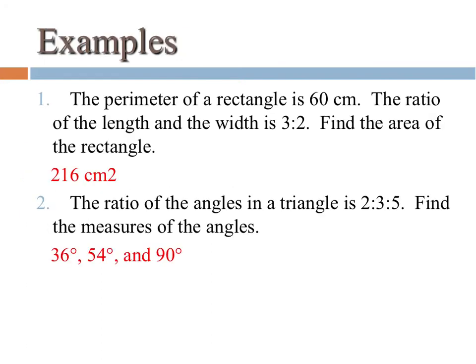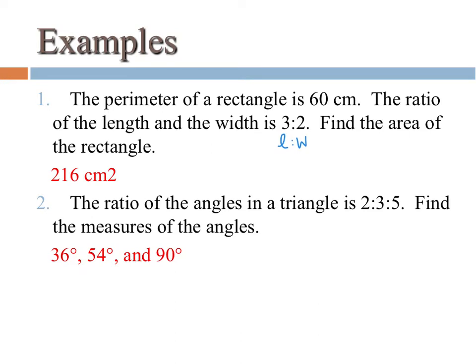All right, so let's get into some examples here. The first example says the perimeter of a rectangle is 60 centimeters. The ratio of the length and the width is 3 to 2. Find the area of the rectangle. So the first thing I notice is the length to width ratio is 3 to 2. I know the length is not 3 and the width is not 2 because that would not give me a perimeter of 60, right? Because perimeter is adding up all the sides. You do length plus length plus width plus width, or 2L plus 2W. So here, this is the length and width once they were both reduced by some value.